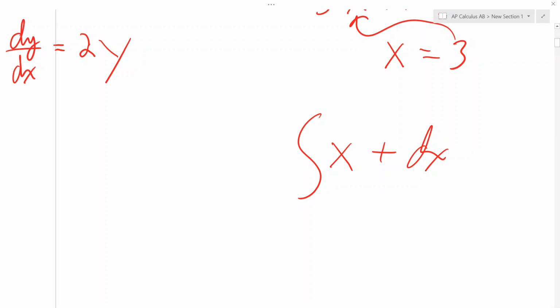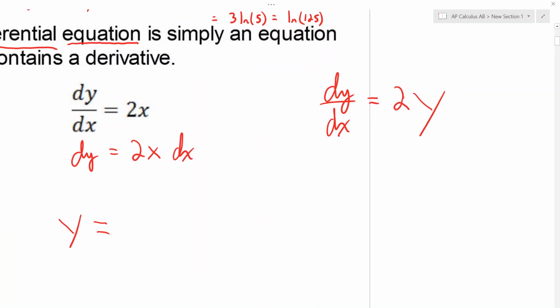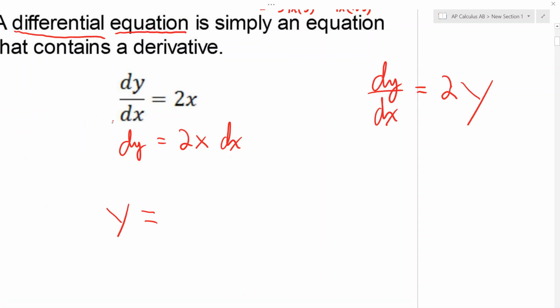So the way we're going to separate variables will always be with multiplication and addition. And if it doesn't look like you can do that, then you got to do some algebra to get it to work. And we'll look at a couple examples of that in a minute. But once you have these things separated, you're just going to integrate both sides.